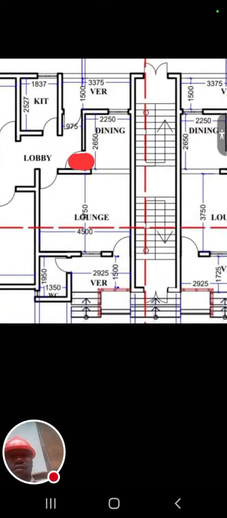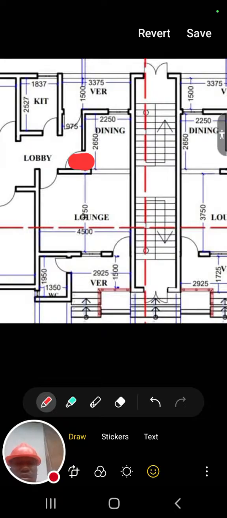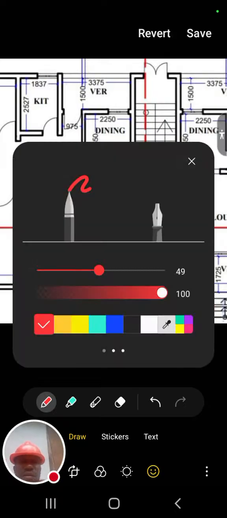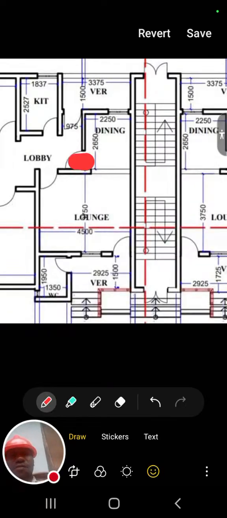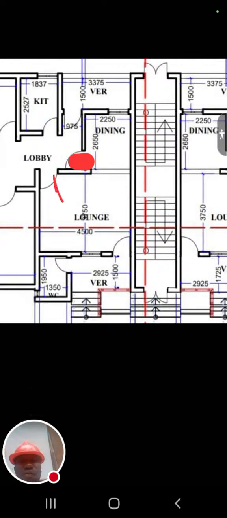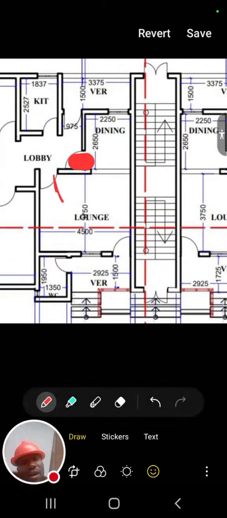So this is the sign of a door. Hope you are seeing where I'm marking it, okay? The sign of a door, all right? So, just like I said, this is the sign of a door. You see how I have just marked it, okay?